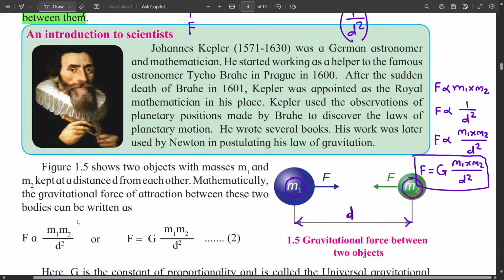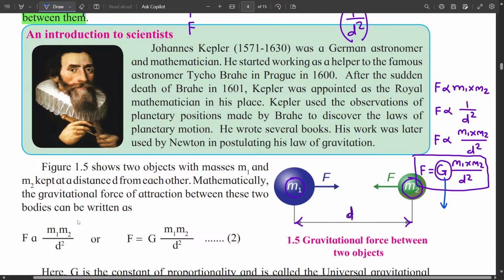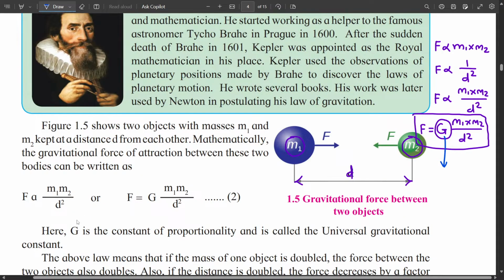from that law. Now here this capital G, we have taken it as the constant of proportionality. So when the equality sign is introduced there, a constant of proportionality comes, and that constant of proportionality is called Newton's universal gravitational constant. It is called the universal gravitational constant.